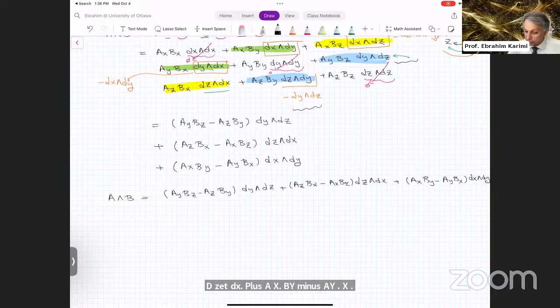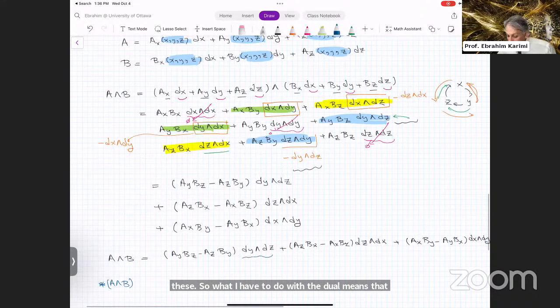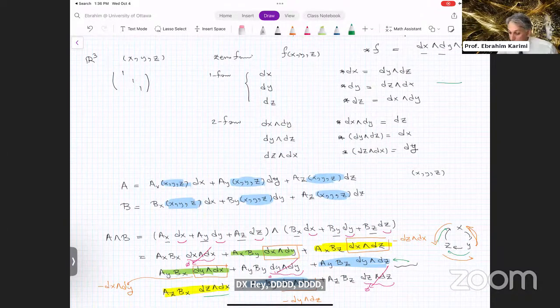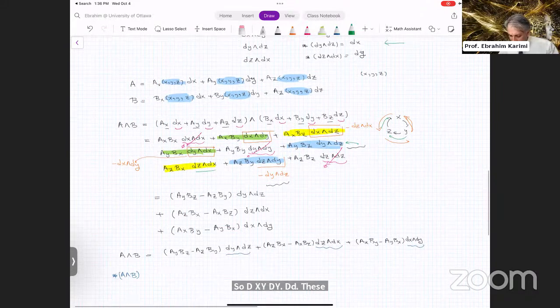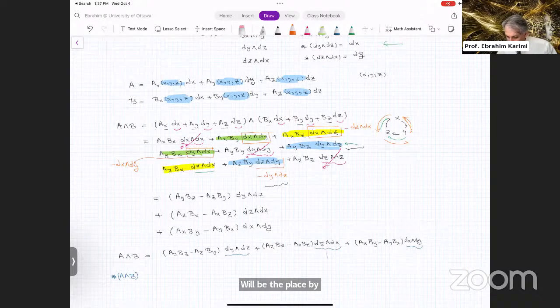Now let me ask you a question. What is happening with the star operator of A wedge product of B? So what I have to do is look at the dual of these. The dual means that dy dz, dz dx, and dx dy have to be replaced based on the rules that I have written here. So dx dy, dz dx will be replaced by dy.